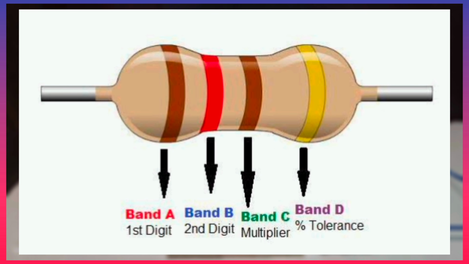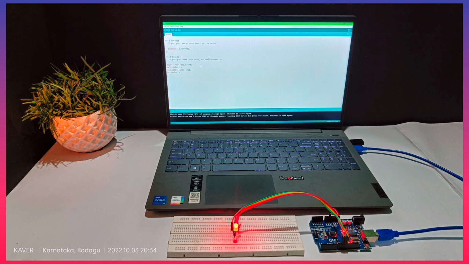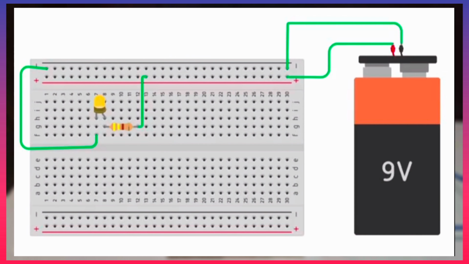Resistor. Resistor is an electrical component that limits the flow of current in an electronic circuit. Now, let's build a simple circuit using a LED, a resistor and a breadboard. The image shows the proper connections. Note that here I am using my power supply. If you don't have, you can use any 9-volt battery.